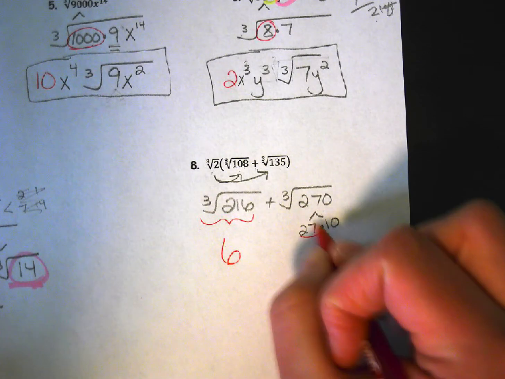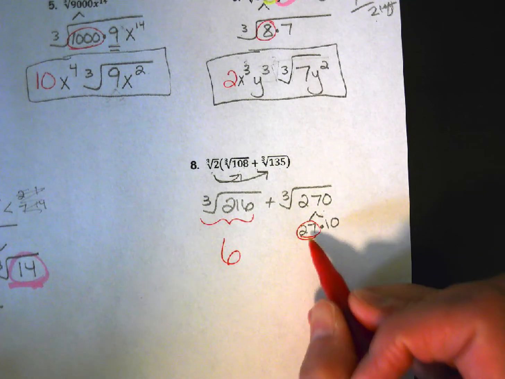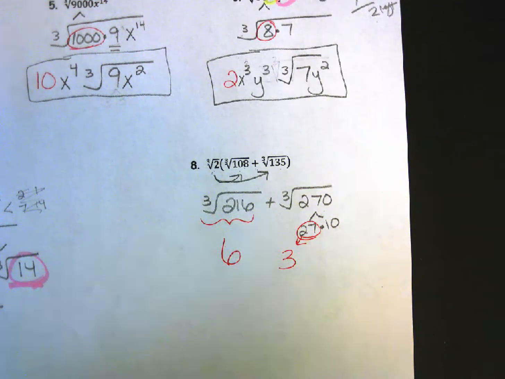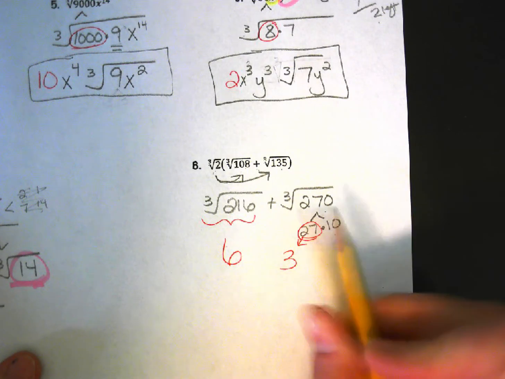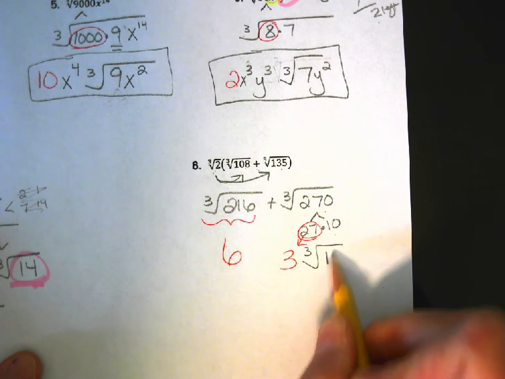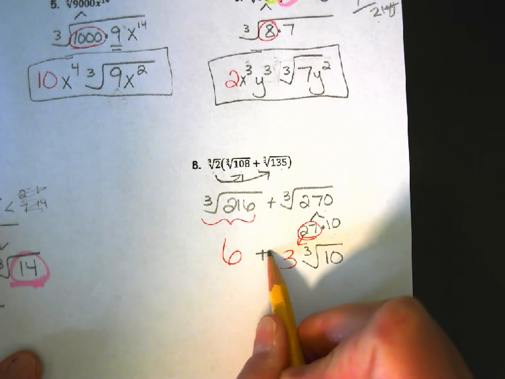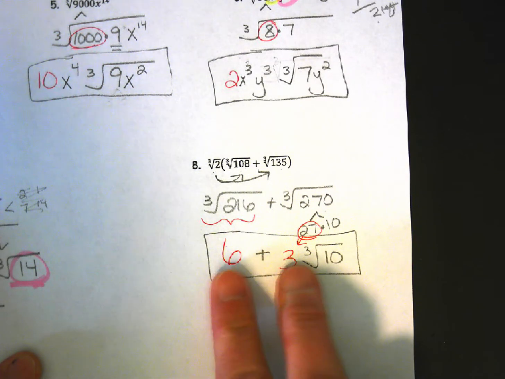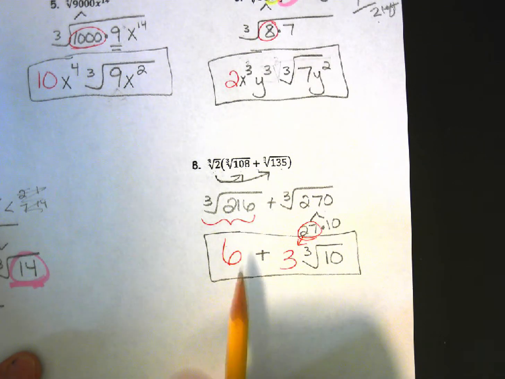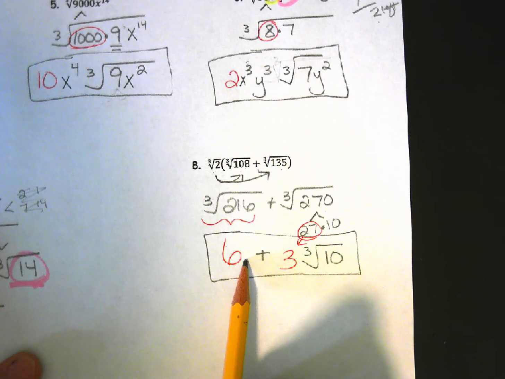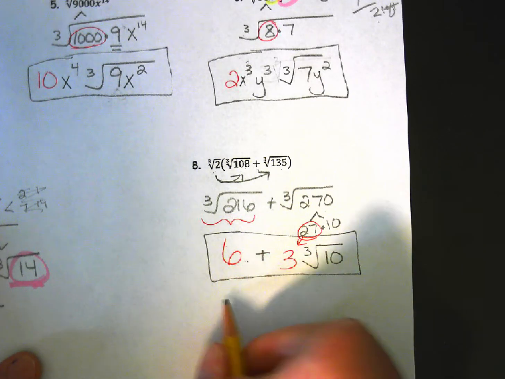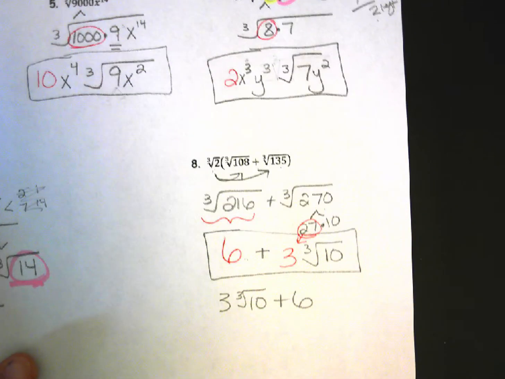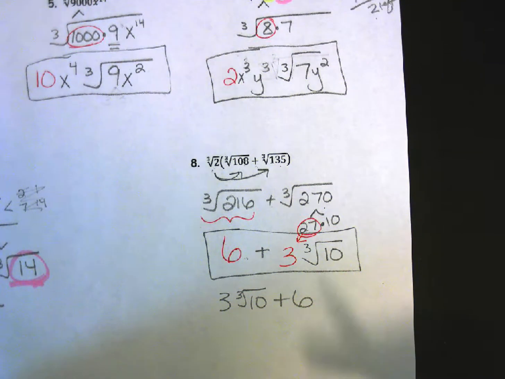That would be our multiplication, 27 times 10. 27 is the perfect cube, so the cube root of 27 is 3. I can't do anything with the 10, so I just leave it as the cube root of 10. And then I have a plus sign in the middle. This would be my final answer. Now I cannot put those together because this one doesn't have a radical. You can only put them together if they both have a radical. If you want to put the radical first, that's fine. It really doesn't matter the order, okay?